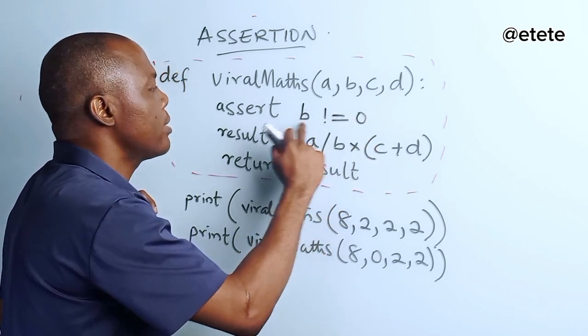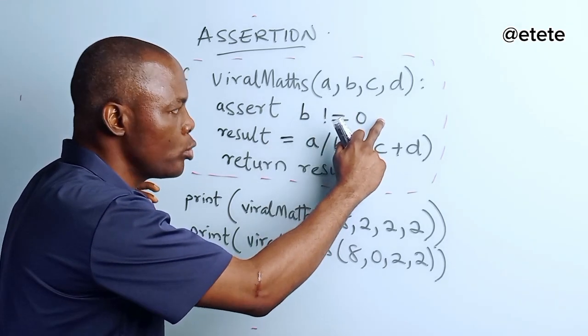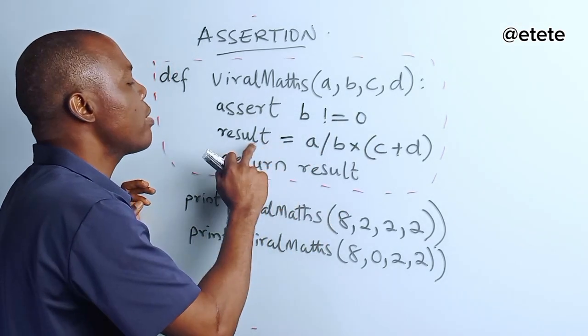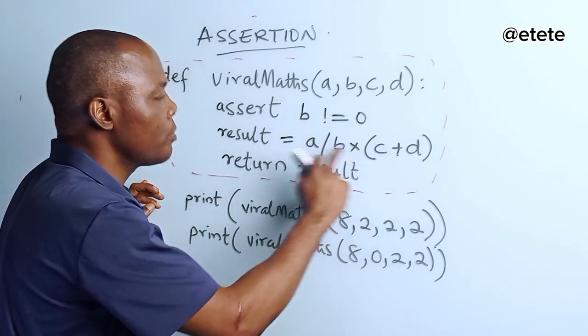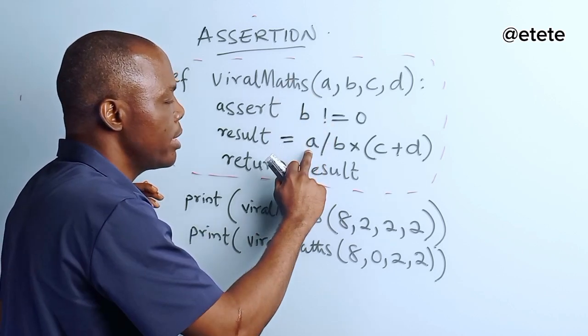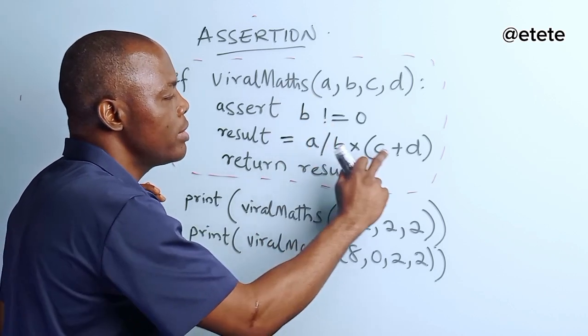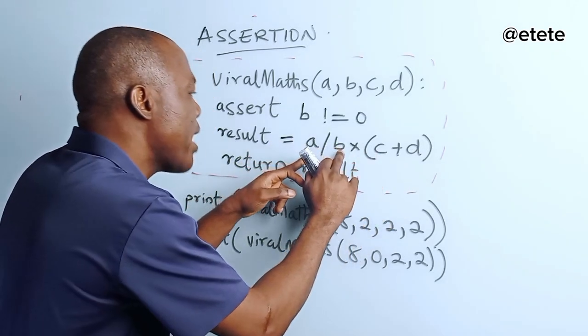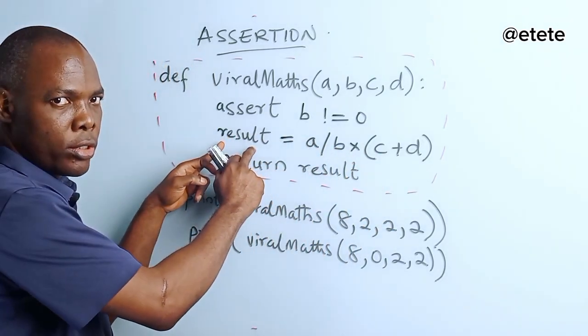Right? This is true. B is not equal to 0. This is true. So it will now carry out this expression, which is what? It will assign the value to A, value to B, value to C, and value to D. Then it will carry out this calculation. The answer will be stored in this result.